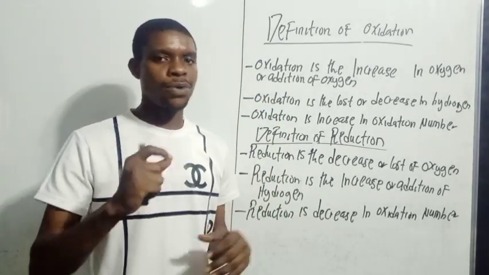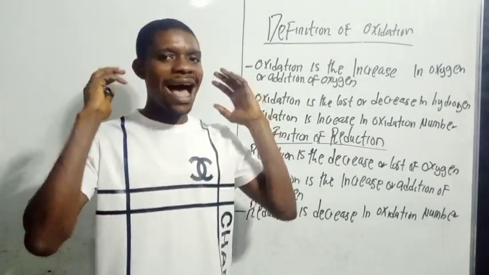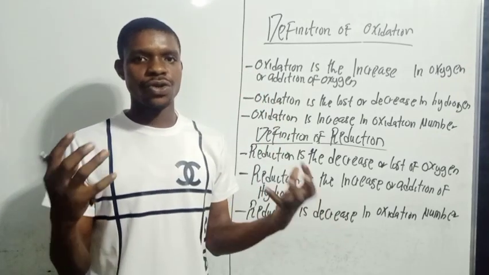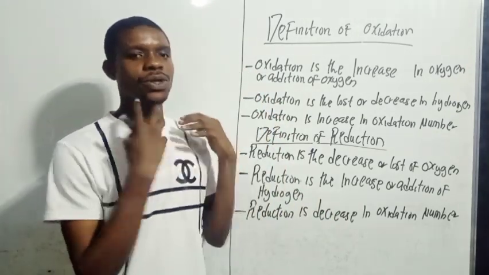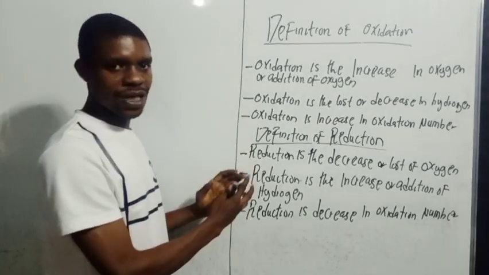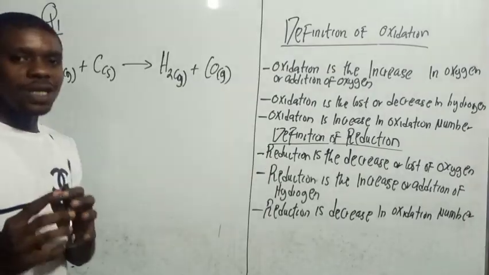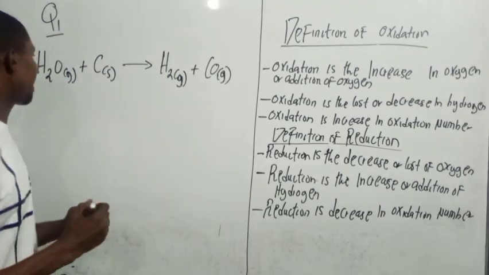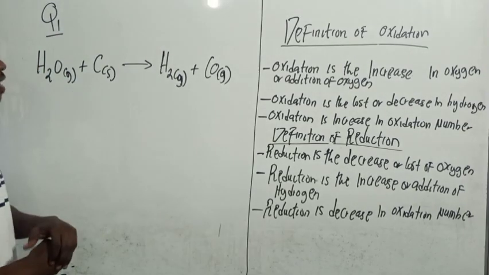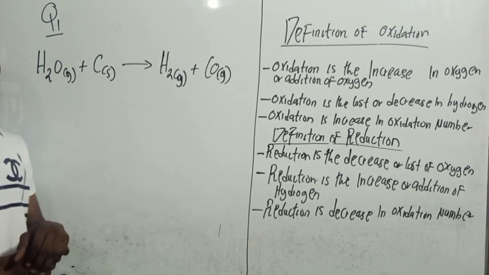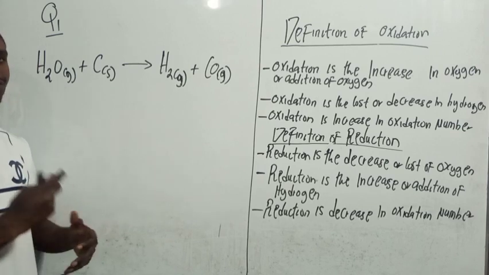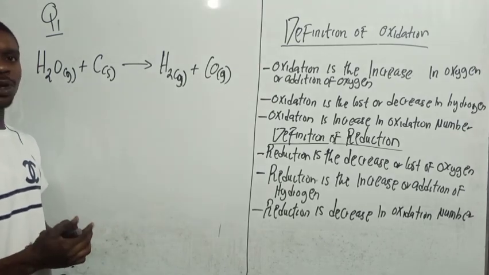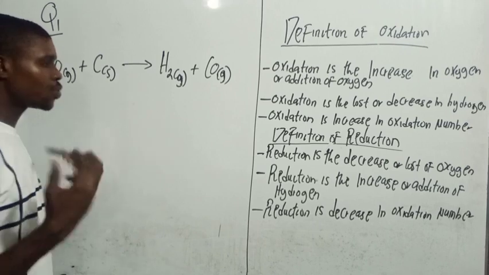So you want to copy this in your note. Then let's start identifying them. We'll take as many questions as we can so you can understand this concept very well. Do you understand? So let's take the first one here. Now look at the reaction here. If they ask which one undergoes oxidation, which one undergoes reduction, or which one is the oxidizing and reducing agent?